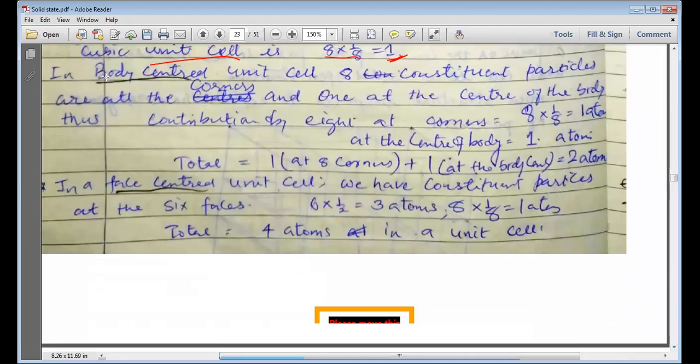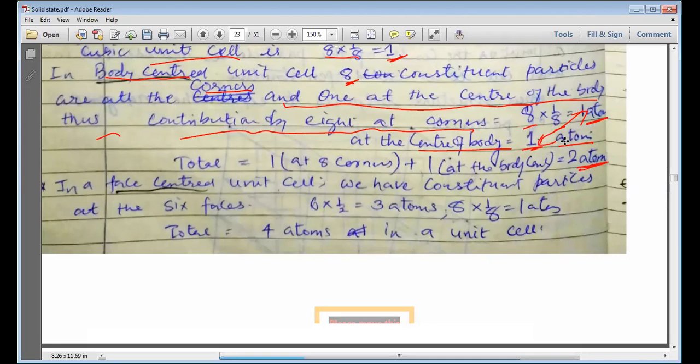Now, my dear students, if we look into the body-centered unit cell, we have 8 particles at 8 corners and one particle present at the center. So it is written that in this unit cell 8 constituent particles are at the corners and one at the center of the body. Combining the 8 particles at corners, 8 multiplied by 1/8 gives us 1 atom, and at the center of the body 1 atom. So total 1 plus 1 gives us 2 atoms. That is, 1 from the 8 corners and 1 at the body center. Total 2 atoms are present inside the body-centered unit cell.